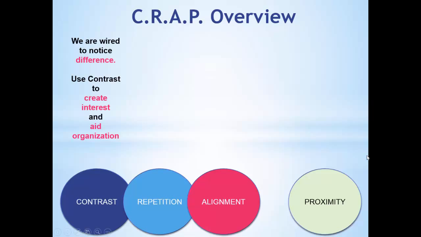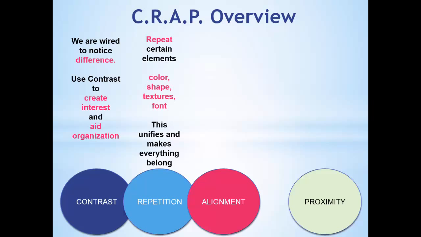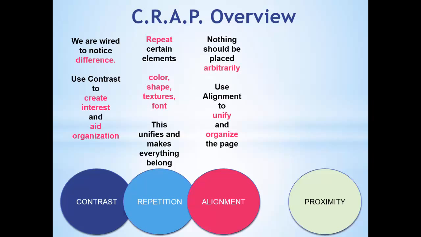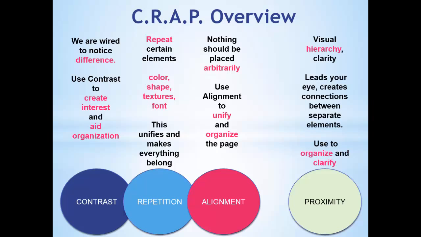Contrast merely means difference. How many times have you seen a presentation with a list of bullet points with no differentiation? We use contrast to create interest and aid organization. Repetition. That just tells us to repeat certain items, such as our colors and shapes and textures and fonts, to achieve a unified look. Alignment just means nothing is placed arbitrarily. Have you ever seen a presentation with crooked pictures or text that should have been in alignment? What did you think? And proximity. It's about moving things closer or further apart to achieve a more organized look.